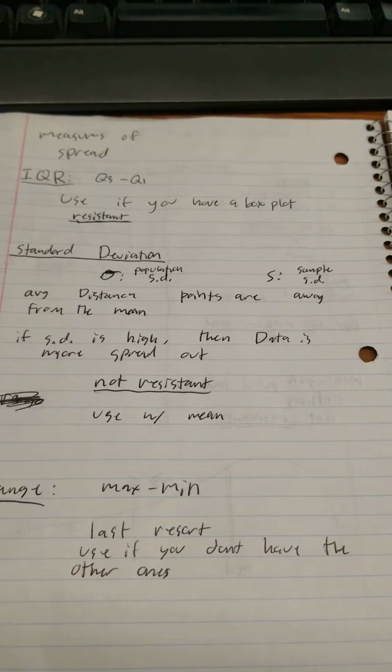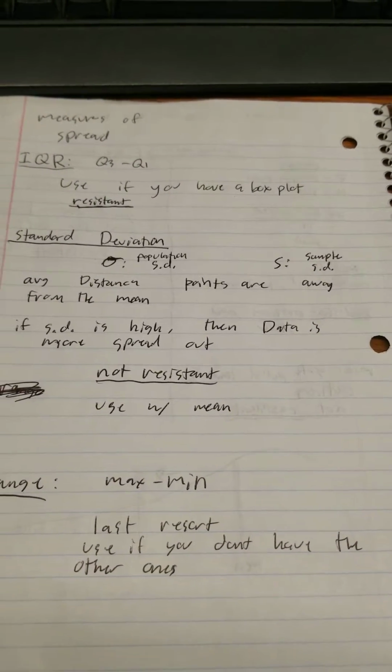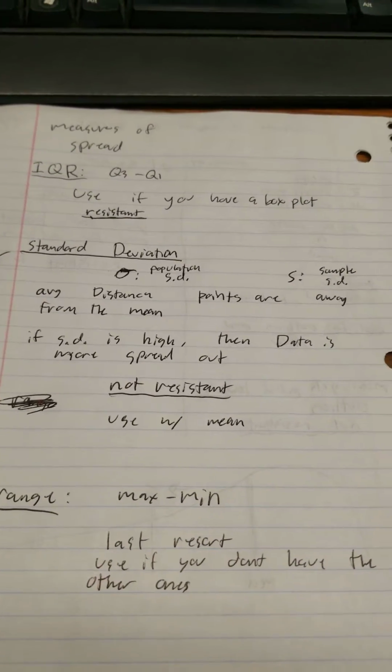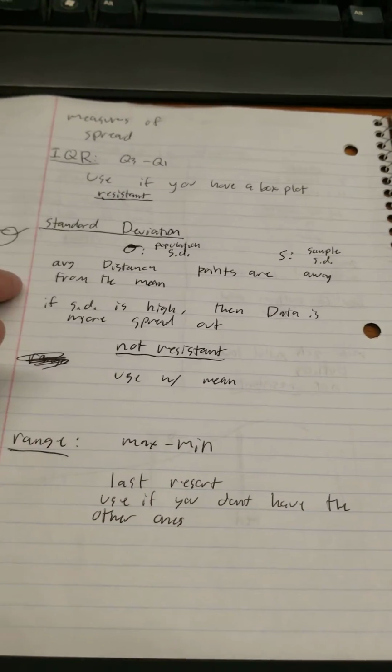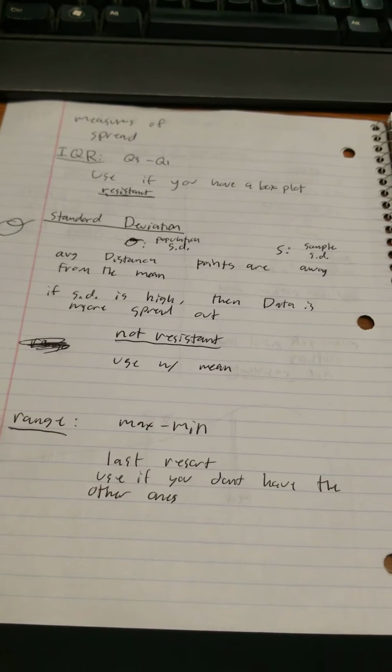And it's not resistant at all. It's actually found when using the mean. So the mean is not resistant, meaning the standard deviation is not resistant. So again, standard deviation is really good for mound-shaped data. It has all sorts of awesome rules that go with it, but we'll get to those later.